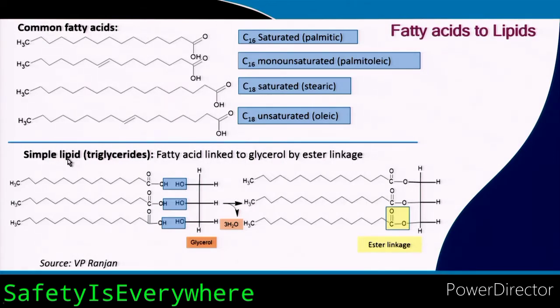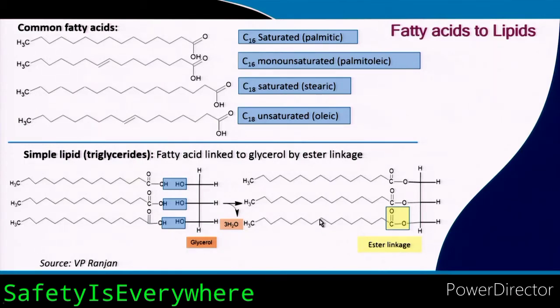So a simple lipid, which is what the triglycerides are, these triglycerides are fatty acids that are linked to glycerol by an ester linkage. So this is an example of the ester linkage. So you have the carboxyl group bonding with the hydroxyl group, a water molecule leaves, and you get this ester linkage and the formation of triglycerides.